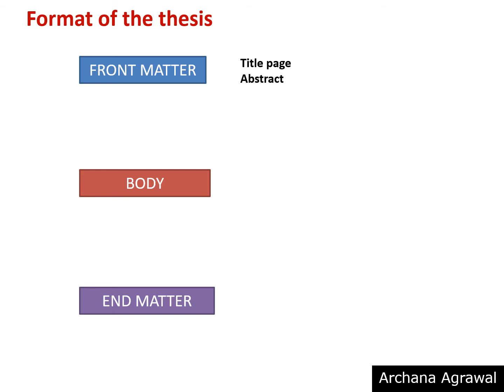After title page comes the abstract. This is the summary of your thesis. Briefly state the research problem, the methodology, key results, and conclusion. Generally, abstracts are between 100 and 150 words, roughly 5 to 10 sentences.